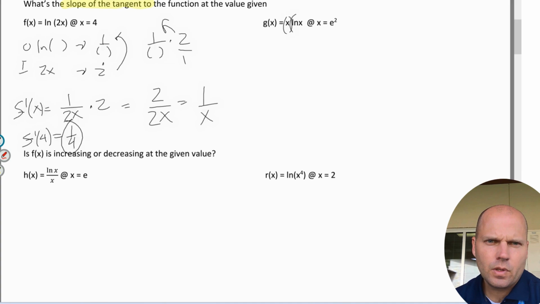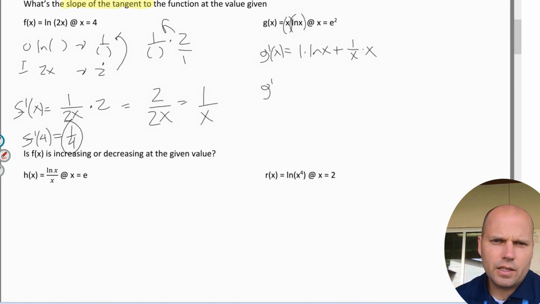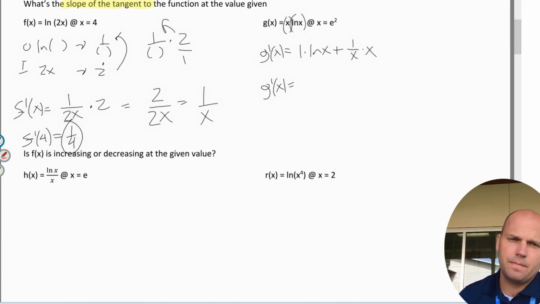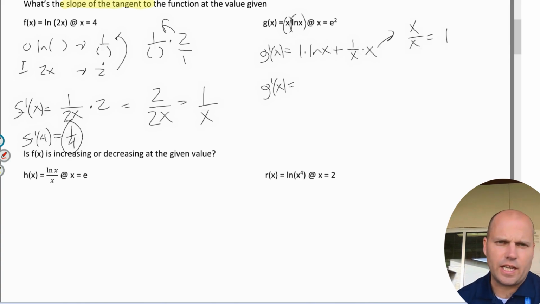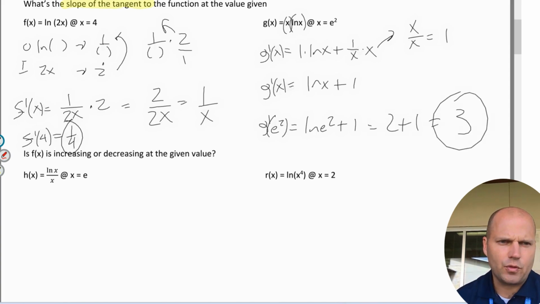But most times we will have something different. We will have to use rules, and they will produce things that are different. So just follow your rules, whether it's the product rule. Now plug in e squared now, because I know that this is the same as x over x, which is the same as 1. So I just have log x plus 1. And then plugging in e squared, don't forget the natural log of e squared is just 2, the number 2. I'd get 3.